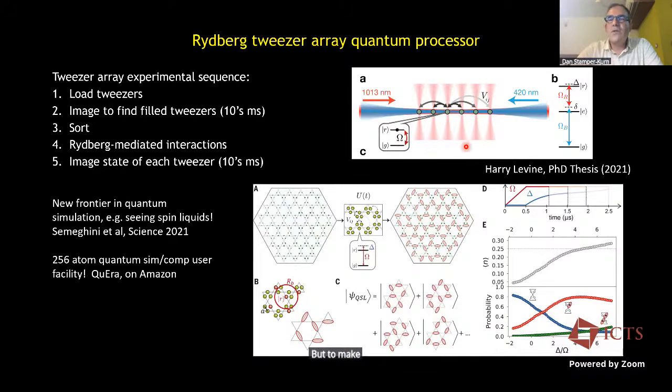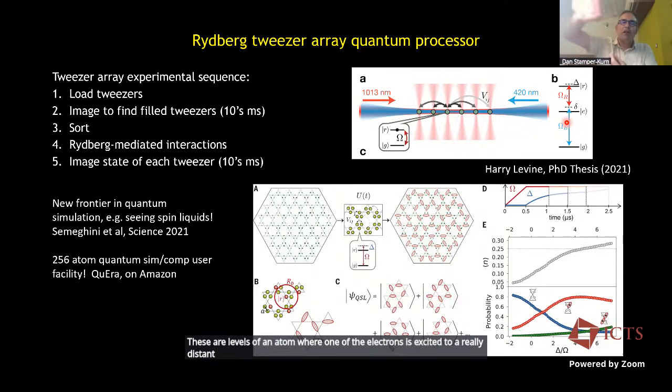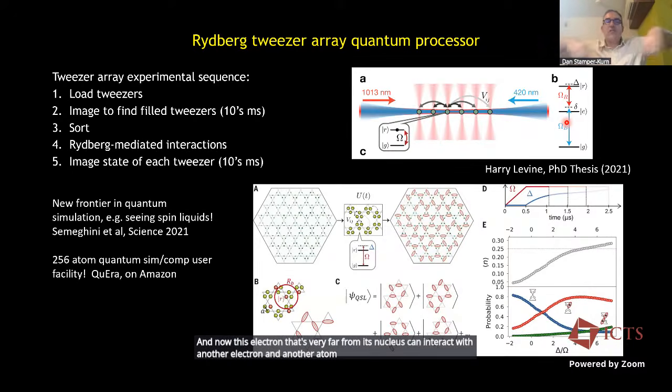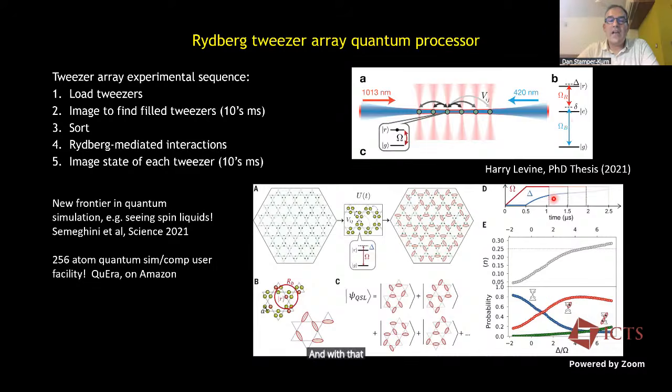But to make them interact, you can quickly excite them into Rydberg levels. These are levels of an atom where one of the electrons is excited to a really distant orbit. And now this electron that's very far from its nucleus can interact with another electron in another atom, and now there's a very strong atom-atom interaction. And with that atom-atom interaction, you can make strongly correlated quantum systems. This is, for one, a new frontier in quantum simulation.